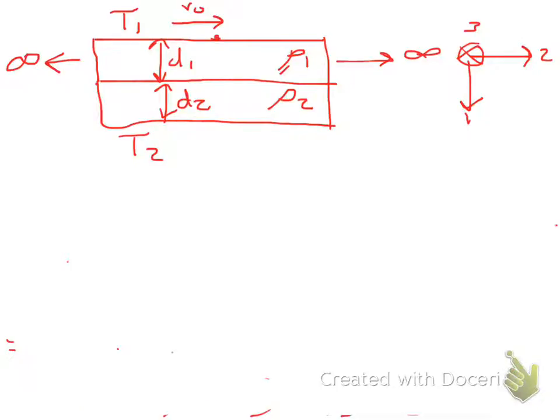Okay, so we still have steady state. We still have the given temperature profiles. We still have the steady velocity. So what's changing in this equation now? This is not 0 anymore.